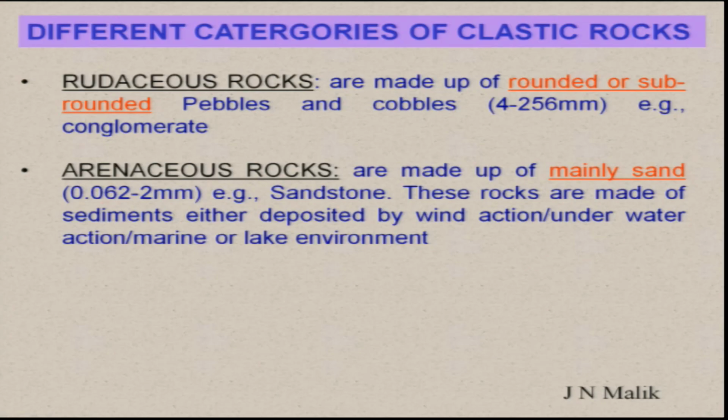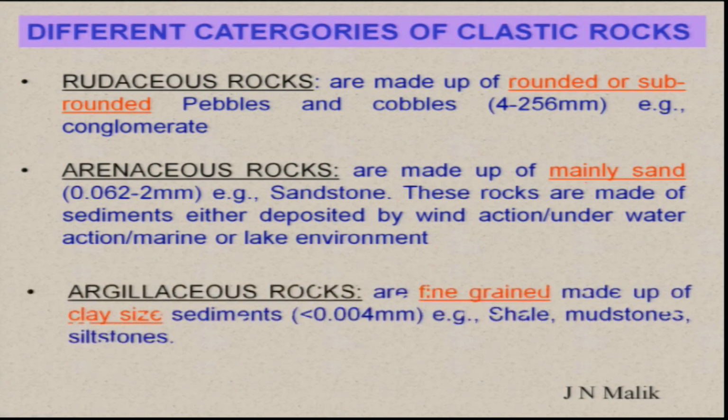And then coming to the next stage, there is a finer one, which ranges in size from 0.062 to 2 mm. Examples are sandstone, and they are mainly comprised of sand, which are termed as arenaceous rocks. And then the finer ones, which are comprised of clay less than 0.004 mm, are termed as argillaceous rocks, and these types of rocks are mostly shale or mudstone or siltstone. They are fine grained rocks.